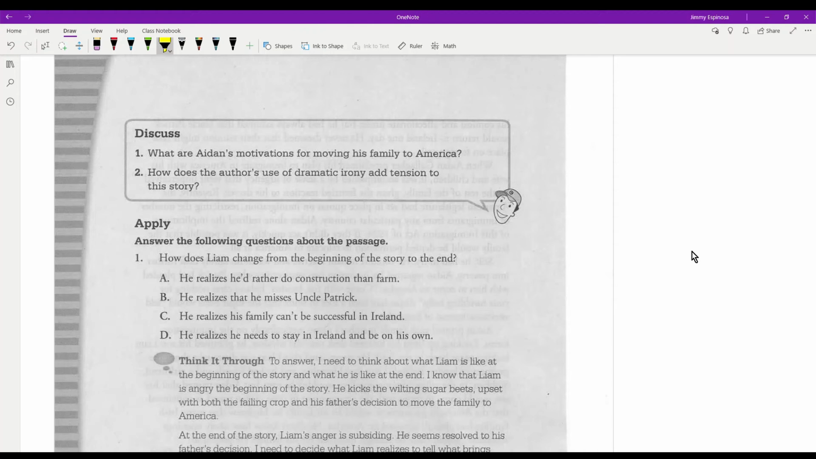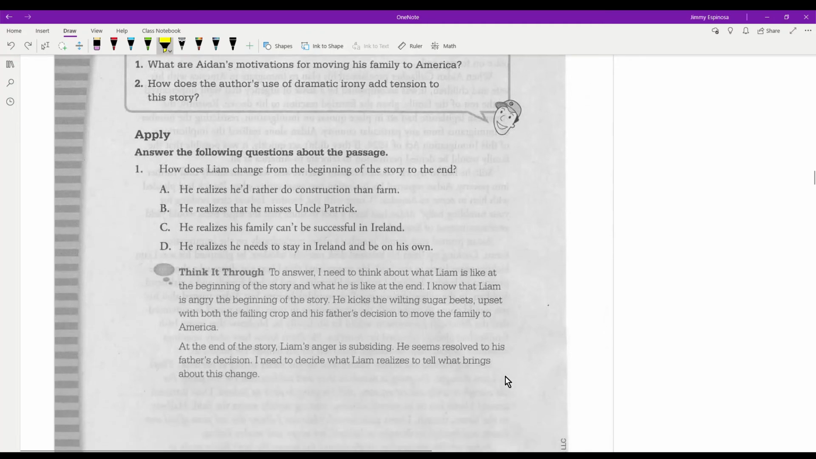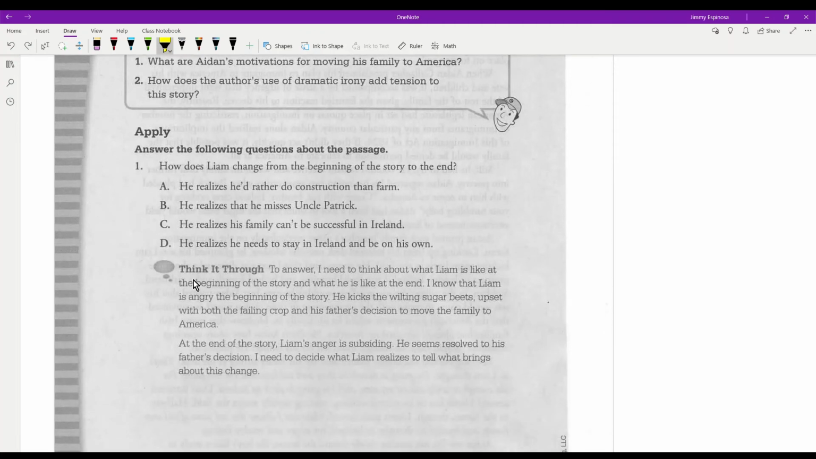So we can see that he realizes something. And that's what a change is. You're going to have to determine what that change is. Best thing I can tell you is to take a look at the think it through. So I'm going to go ahead and highlight thinking it through.